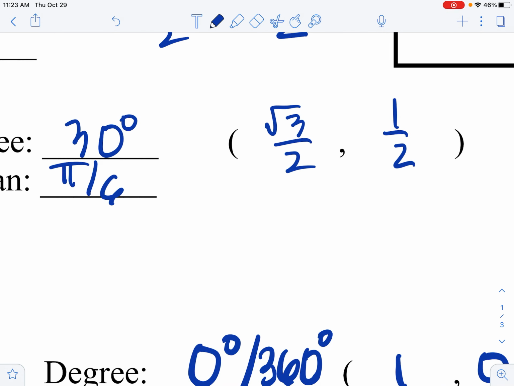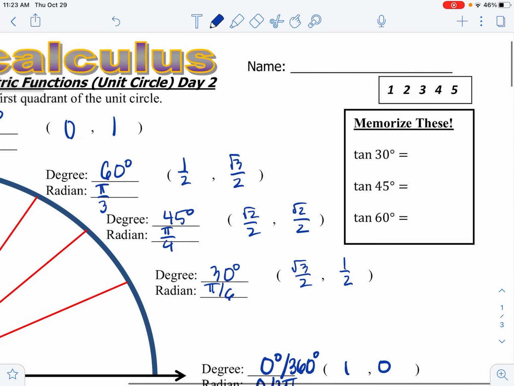So here is 30 degrees, and tangent, remember, is y over x, or sine divided by cosine. So I'm going to do 1/2, because that's the sine, the y value, divided by the cosine, which is root 3 over 2. So 1/2 divided by root 3 over 2. We don't divide by fractions, so we have 1/2 and then we multiply by the reciprocal, 2 over root 3.